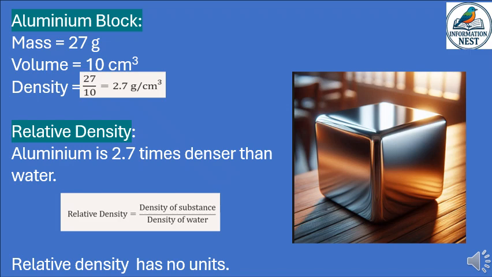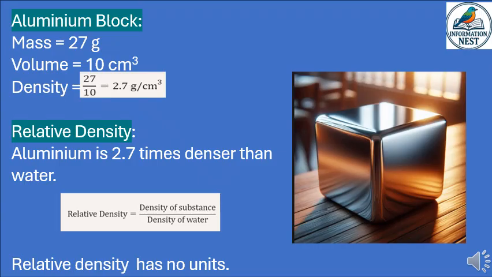The formula is density equals mass divided by volume. Density equals 27 grams divided by the volume, which is 10 cubic centimeters, and that will give you 2.7 grams per cubic centimeter. That means every cubic centimeter of aluminium weighs 2.7 grams. Pretty dense, right? Now let's compare it to water.